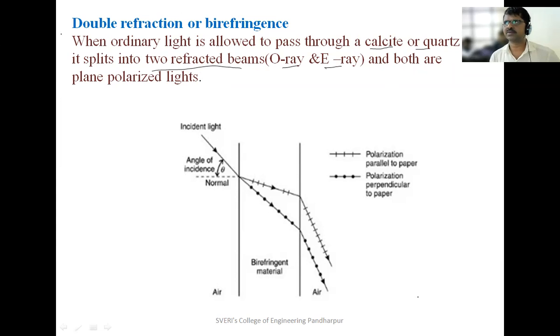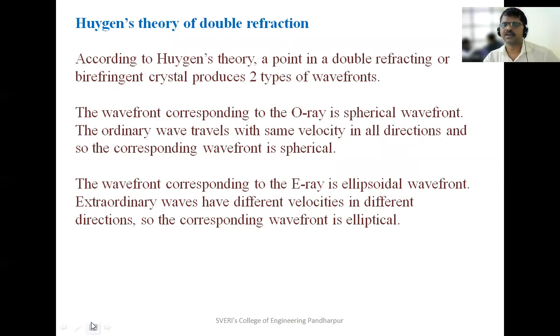First write the title: Double refraction. Write it: the velocity of the ordinary ray is the same in all directions, and the velocity of the extraordinary ray is different in different directions. Okay, this is Huygens theory of double refraction.